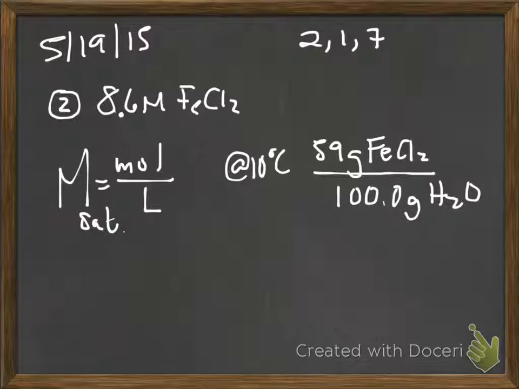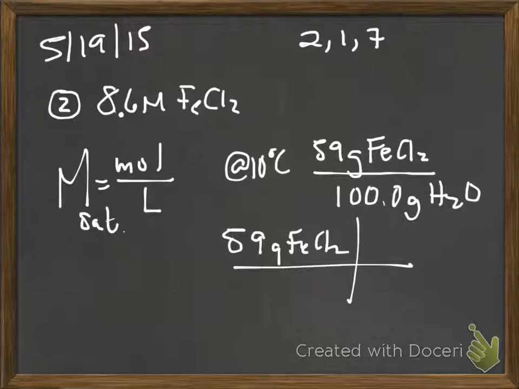There would be a way to do it all in one, but it's confusing. So we're going to start it off as a second factor label. 59 grams iron 2 chloride. Iron 2 chloride has a mass of 126.75 grams in 1 mole.